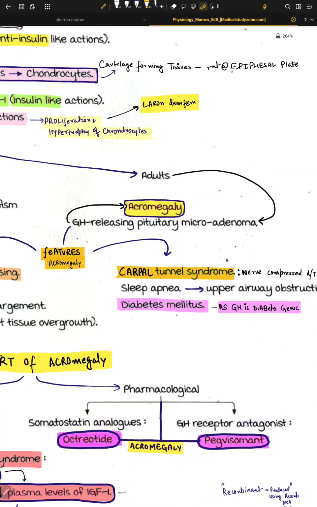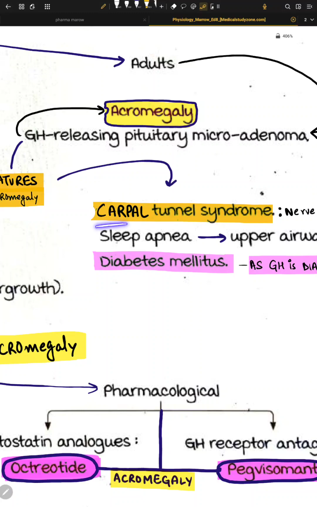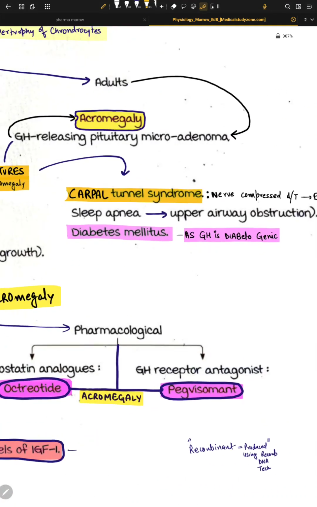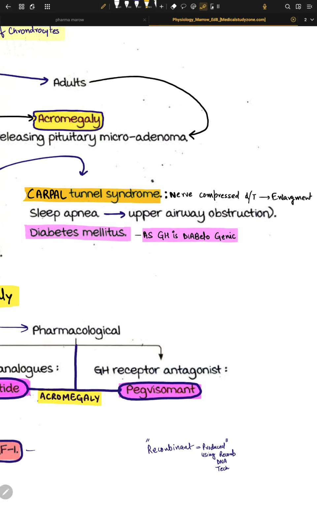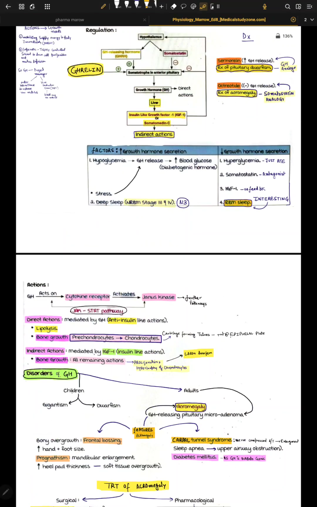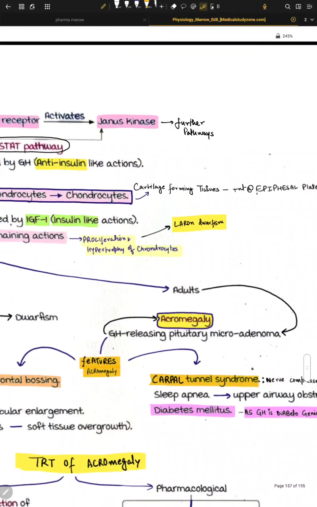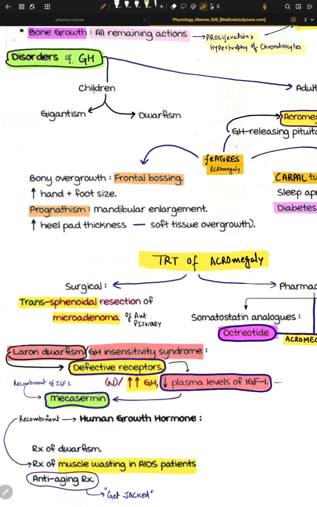So the features of acromegaly. Number one, carpal tunnel syndrome. What is carpal tunnel syndrome? The nerves are compressed by the enlarged bones of this person. What about sleep apnea? The person cannot sleep because the upper airway is obstructed by these enlarged structures. Diabetes mellitus: I already told you that GH is diabetogenic, right? I told you that stress leads to GH, and GH raises blood glucose levels. So in acromegaly, GH is high, so a lot of diabetes can happen.